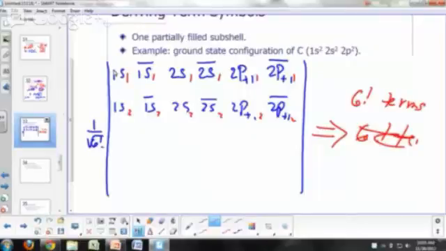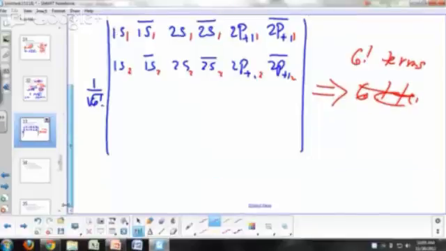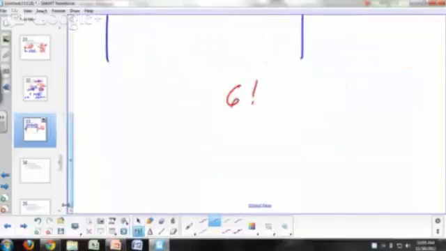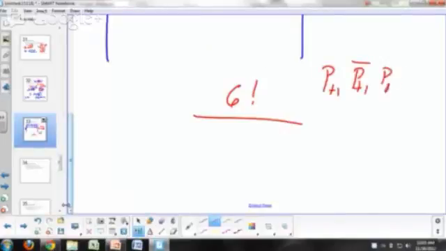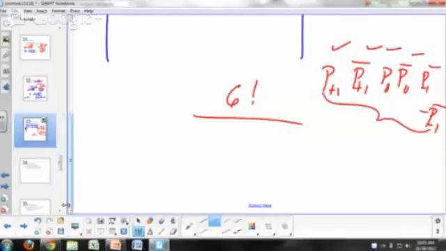How many Slater determinants can you get? 6 spin orbitals: 2p plus 1, 2p plus 1 bar, 2p0, 2p0 bar, 2p negative 1, and 2p negative 1 bar. 6 possible spin orbitals, okay, and you have to assign 2 electrons to them. So 6 spin orbitals taken 2 at a time.